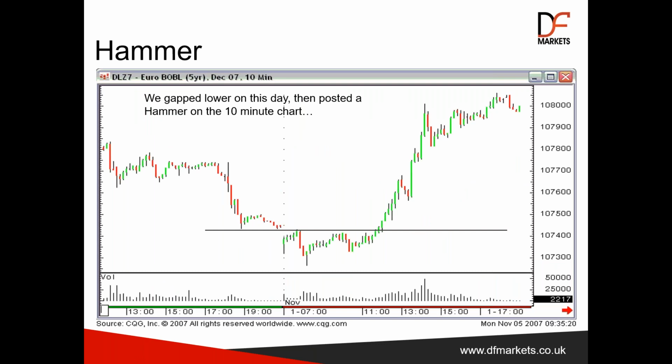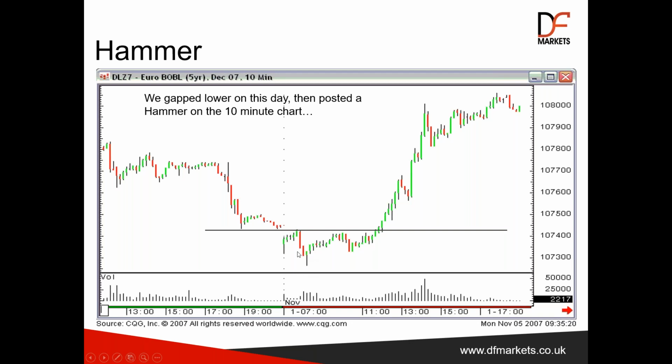Here's a series of slides. The first one's not actually that clear, but again it is a 10-minute chart, and we talked about gaps last week. Do you remember how we talked about gaps that form resistance levels? There was the low of yesterday, if you like, and then here is today's opening trade. We gapped lower, we got up to the gap and we fell over. We came down again, made a new low, and posted a hammer there on the 10-minute chart.